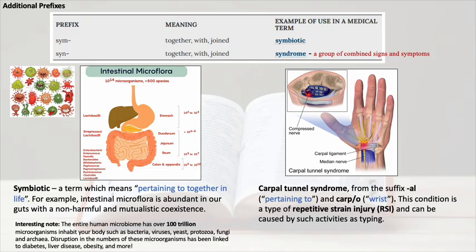So, there is a combination of symptoms such as nerve compression and tendon compression, so pain from the tendons, numbness and tingling from the nerve compression. All of these various symptoms come together as signs, and the term for this is a syndrome.